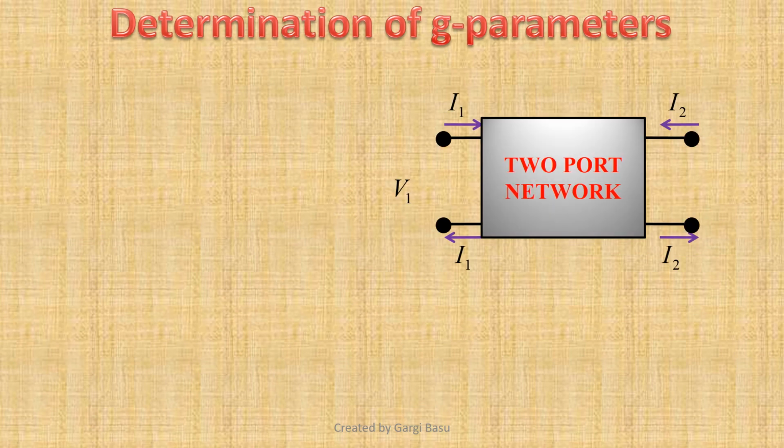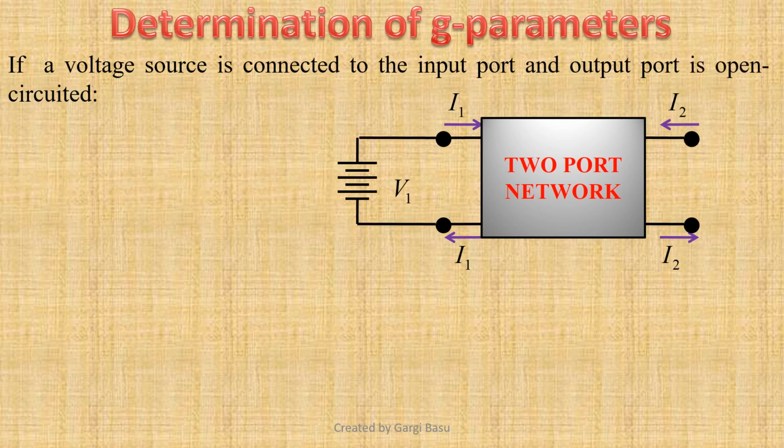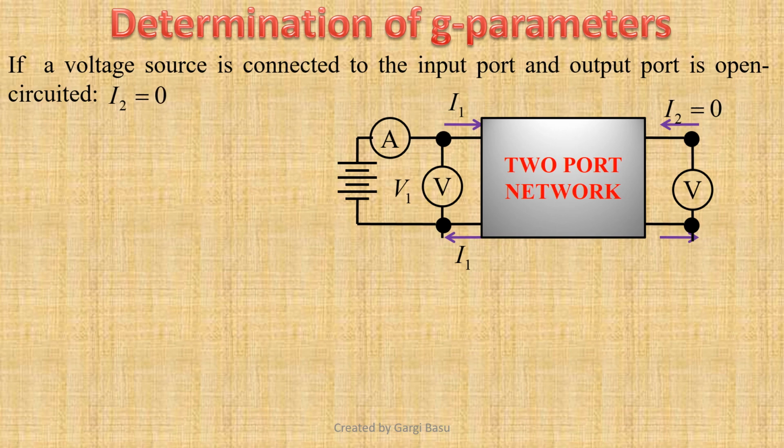Now, let us determine G parameters of two-port networks. Some of them are measured by open circuit test and some of them are measured by short circuit test. Let us perform the open circuit test first. For this purpose, a voltage source will be connected at the input port and the output port is kept open. We shall connect two voltmeters to measure the port voltages and an ammeter to measure the input port current. As the output port is kept open, I2 becomes 0.